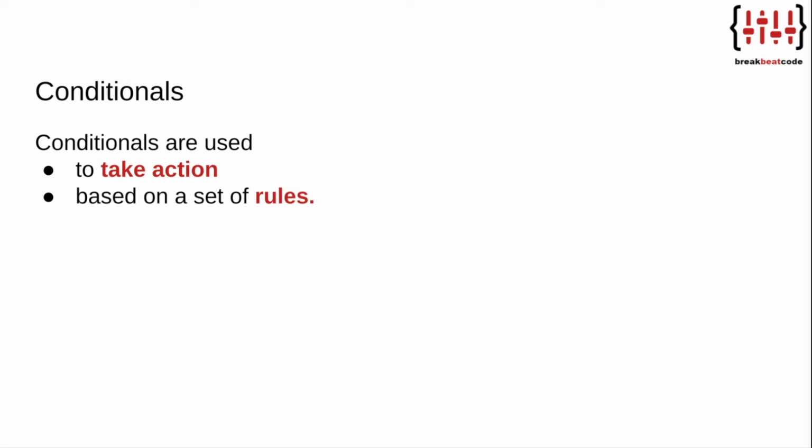So what are conditionals? Conditionals are used to take action based on a set of rules. We often say that conditionals in computer programs allow the computer to make decisions. The computer is not really making decisions. The programmer has simply told the computer what to do in different situations based on a set of rules.